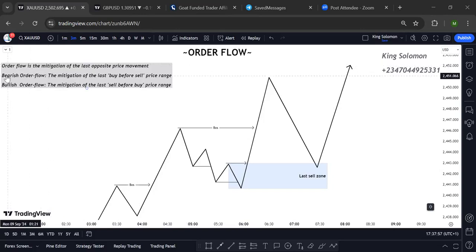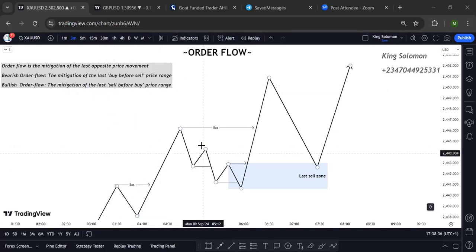Diving into it already, order flow is the mitigation of the last opposite price movement on the chart. Order flow is divided into two subflows, which are the bearish order flow and the bullish order flow. The bearish order flow is the mitigation of the last buy before sell price range, while the bullish order flow is the mitigation of the last sell before buy price range.